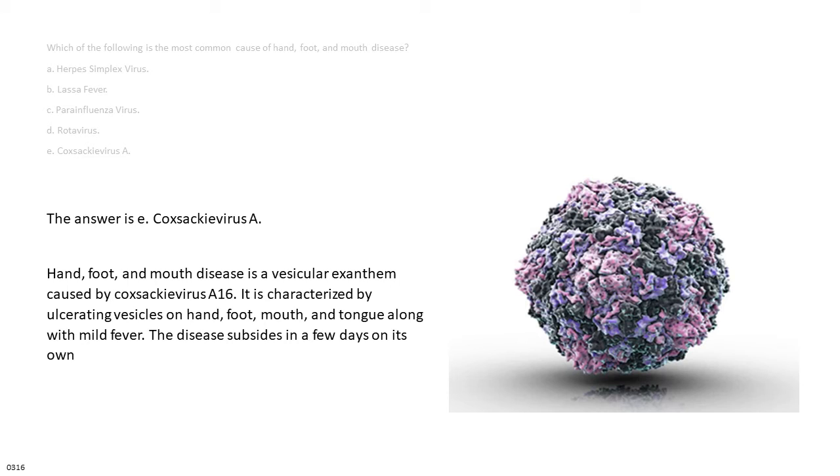Hand, foot, and mouth disease is a vesicular exanthem caused by Coxsackie virus A16. It is characterized by ulcerating vesicles on hand, foot, mouth, and tongue along with mild fever. The disease subsides in a few days on its own.